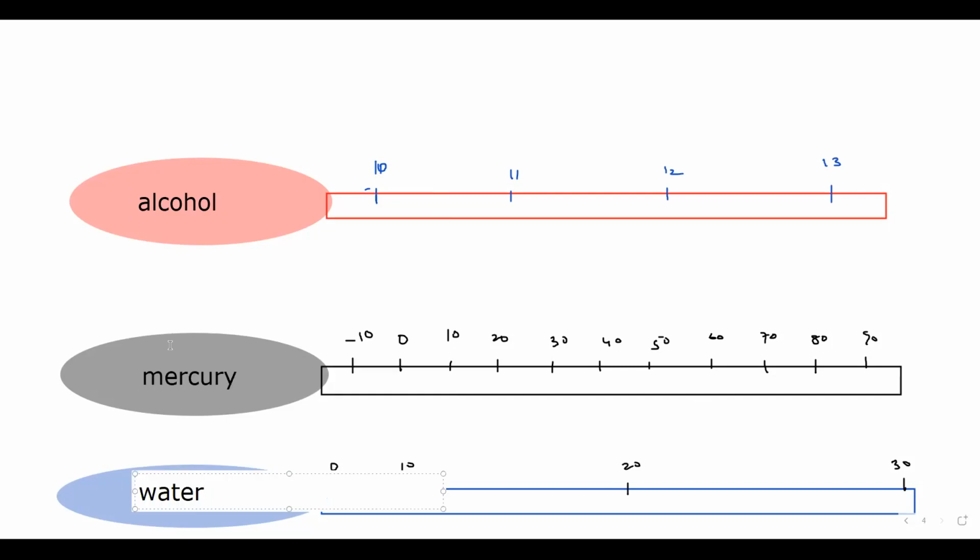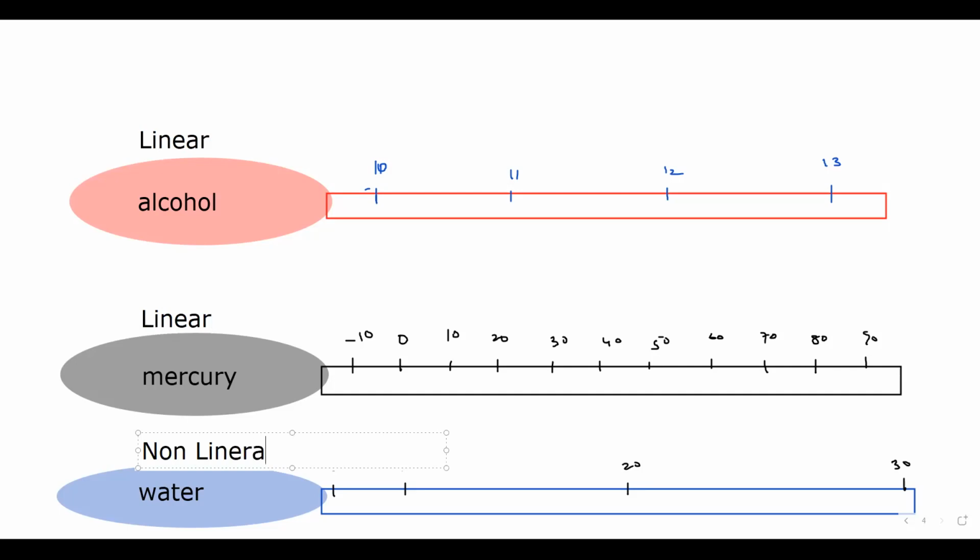So when we check the scale, what about the scale of the alcohol thermometer? Is it linear or non-linear? Because it has equal spacing, that is a linear scale. What about mercury? That is also linear because of equal spacing. But when we check water, that is a non-linear scale. It does not have equal spacing.